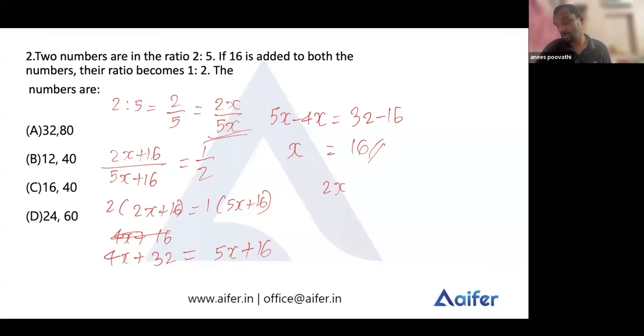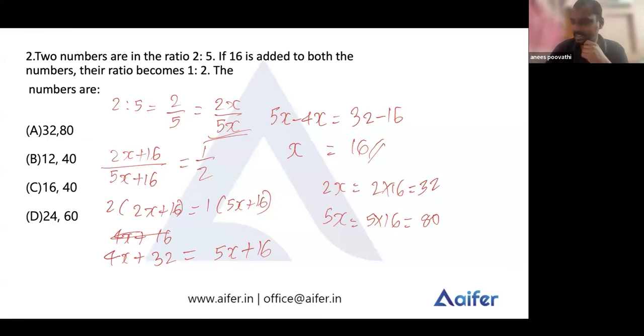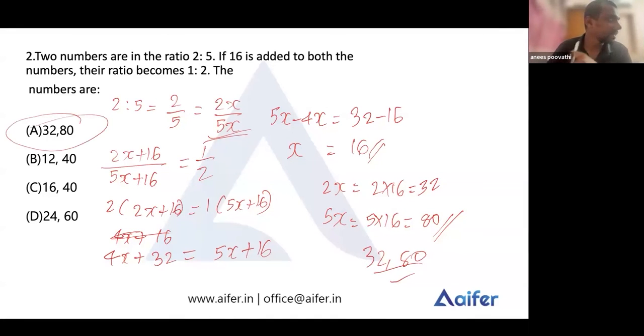So we have 2x is equal to 2 into 16, that is equal to 32, and 5x is equal to 5 into 16, that is equal to 80. So we'll be having 32 and 80 as the correct answer. Option A is the correct answer. I hope it's clear. Any doubt, you can ask in the chat box.